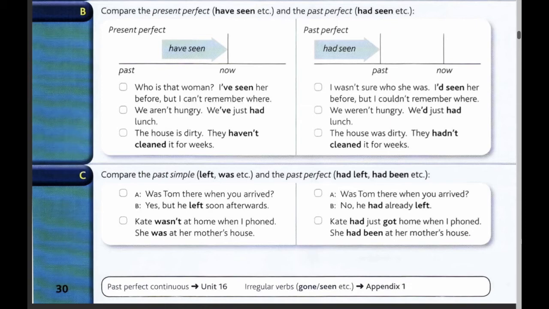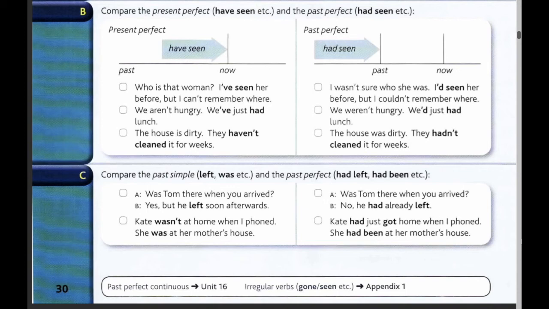Example 2. Kate wasn't at home when I phoned. She was at her mother's house. Kate had just got home when I phoned. She had been at her mother's house. In the first example, she wasn't home. She was at her mother's house. We are locating Kate here. Okay? This is the action that was totally in the past, and we don't have a sequence of actions. We have just one action here. She wasn't home. She was at her mother's. We have two different sentences, but they have the same idea. They mean the same situation.